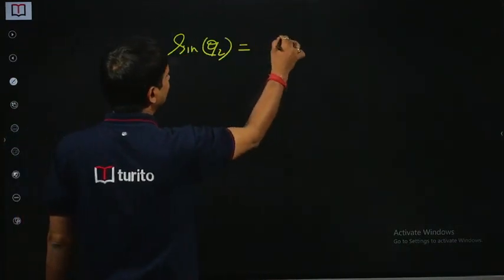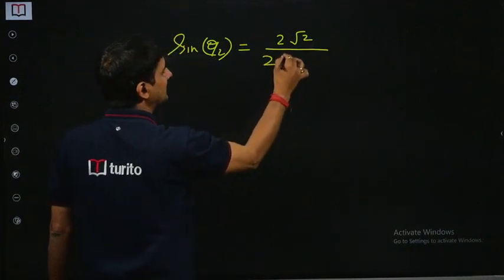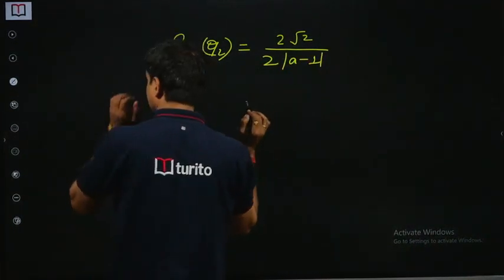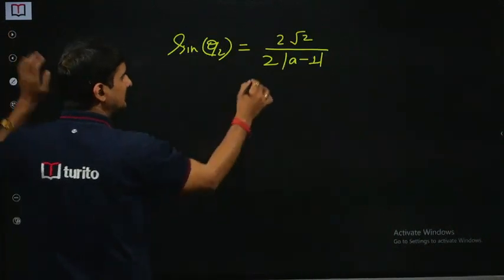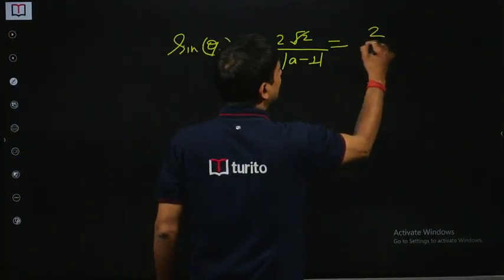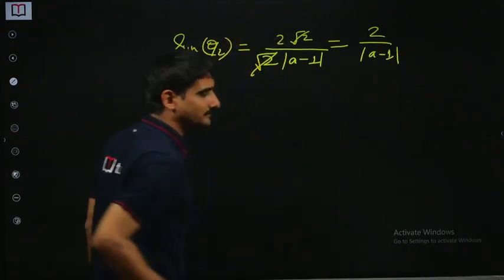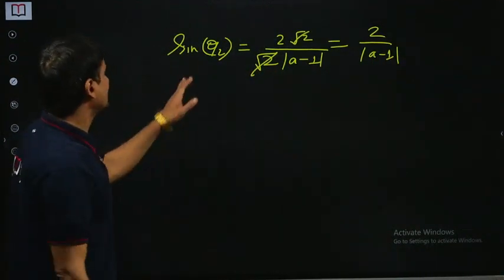Sine theta by 2 is 2 root 2 by 2 times mod of a minus 1. I think it was root 2 times, isn't that? Yeah. So that's gone. So it's 2 upon mod of a minus 1. Okay, now what? See, theta by 2.